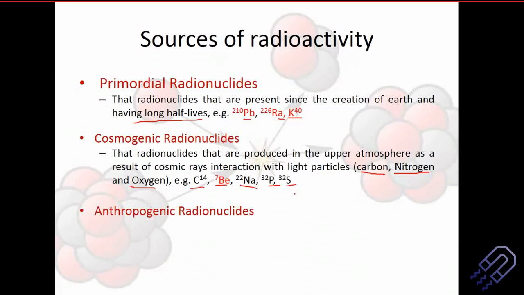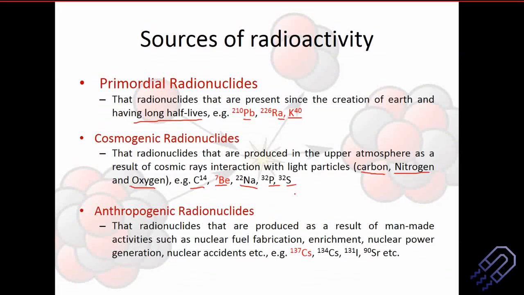Then we have the anthropogenic radionuclide. These are nothing but man-made. Sometimes some of these radioactive elements are discovered accidentally also. There are a lot of man-made activities like nuclear fuel fabrication and enrichment. All the elements listed in the periodic table are not natural. There are many man-made elements which are used for different purposes, but they exist now. We have it. We can actually make it.